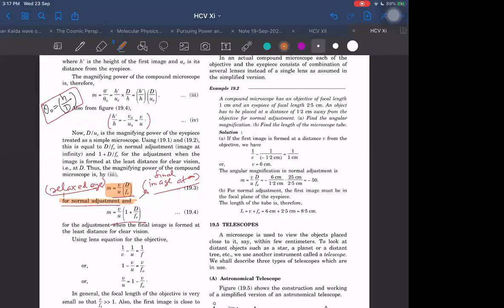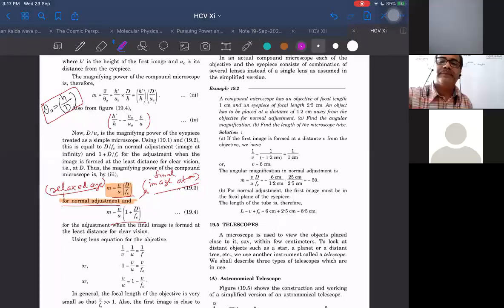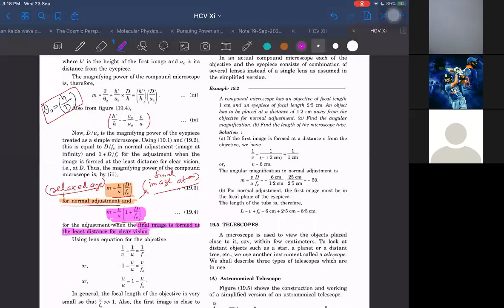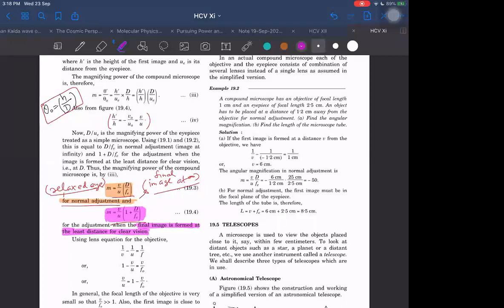But on the other hand, the other case, when the final image is formed at the least distance of distinct vision, we call this a strained eye. We don't call it normal adjustment, we call it strained eye. Then this is the formula, V by U. And what is V by U here? V by U is nothing but V naught by U naught. They are not writing it as V naught by U naught, but I think they should have written that. It should be clear what we mean by V and what we mean by U here. Here they wrote it, but afterwards they just changed it to V by U only. But we should keep in mind that it is V naught by U naught.